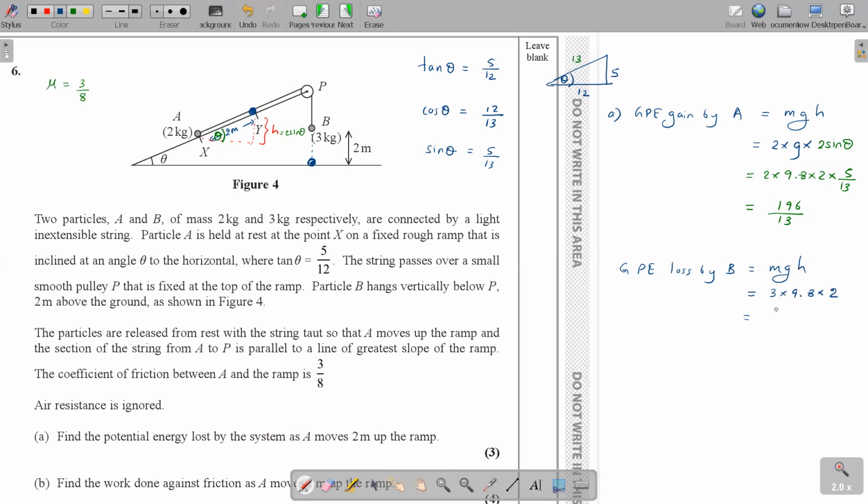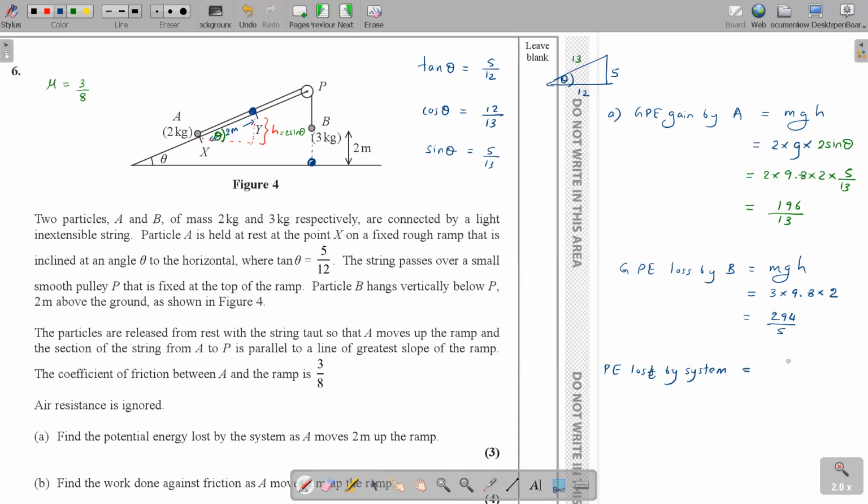Or you get 294 over 5. So they want, I think you can see this is larger than this value, more than 196 over 13. This guy is larger. That's why they want the loss. So potential energy loss, lost by the system. Potential energy lost by the system.